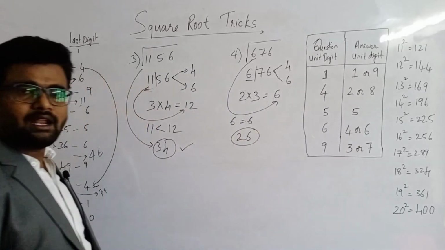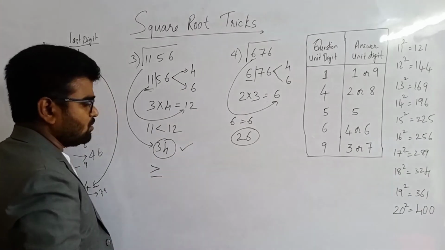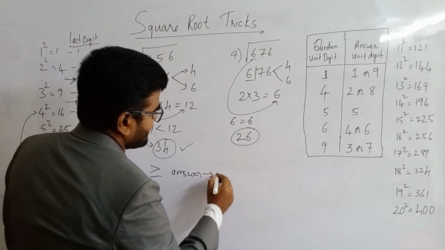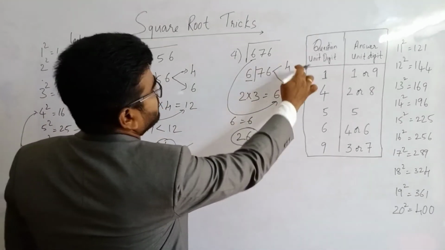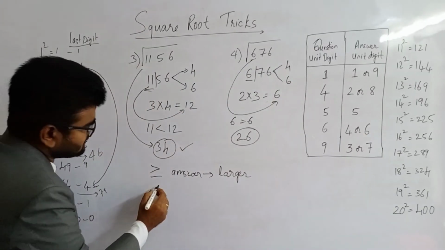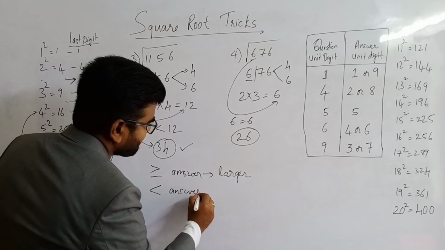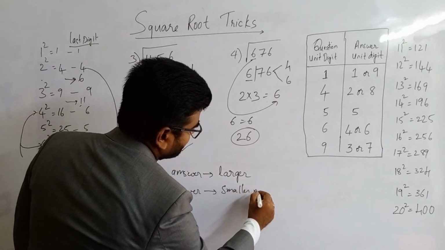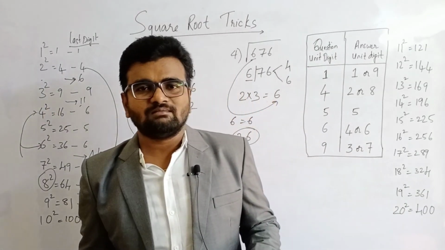So finally, what I can conclude is, if the comparison is greater than or equal to, the answer will be the larger number. When we compare these two numbers and the comparison is lesser than, the answer will be the smaller number, right? So this is all about square root techniques.